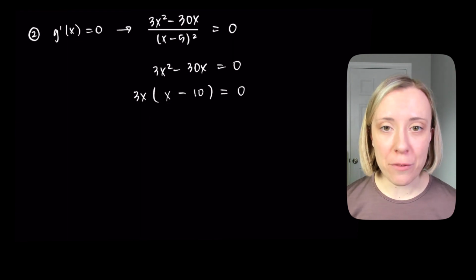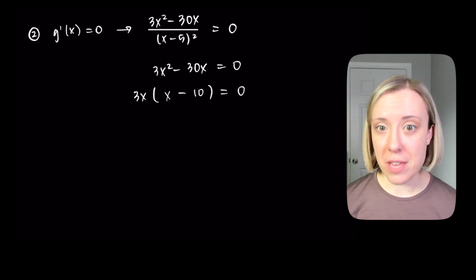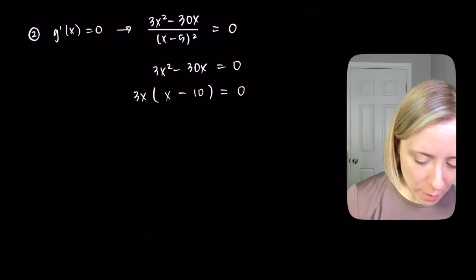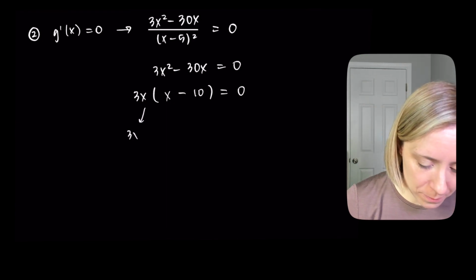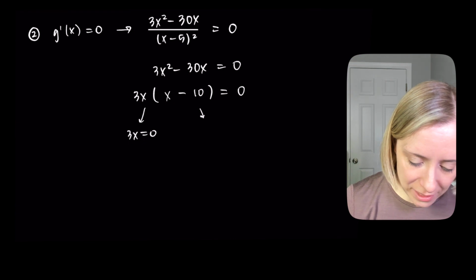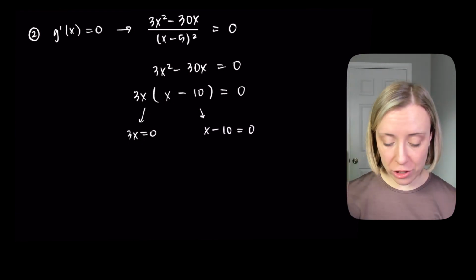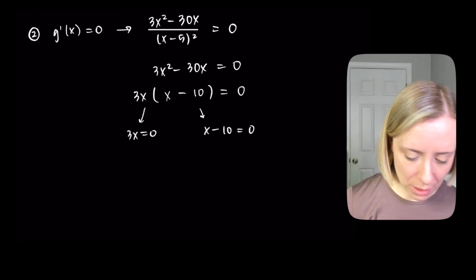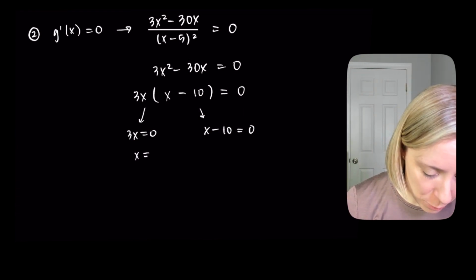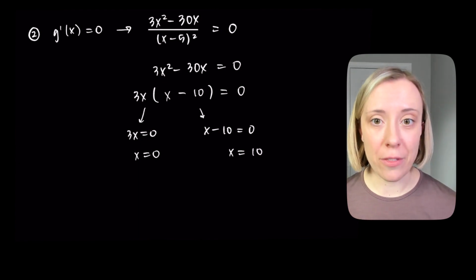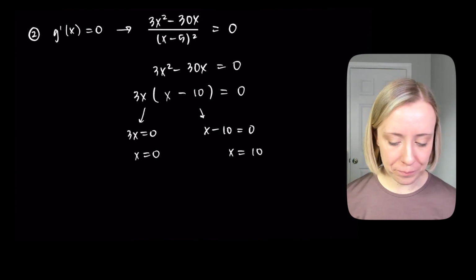Okay, and now if we have two things multiplied together and they're equal to 0, it must be that one of the terms is equal to 0. So either 3x equals 0, or x minus 10 equals 0. And then these two equations will give us two critical numbers. I'm getting x equals 0 from the first equation and x equals 10 from the second equation. And those are two of my critical numbers.